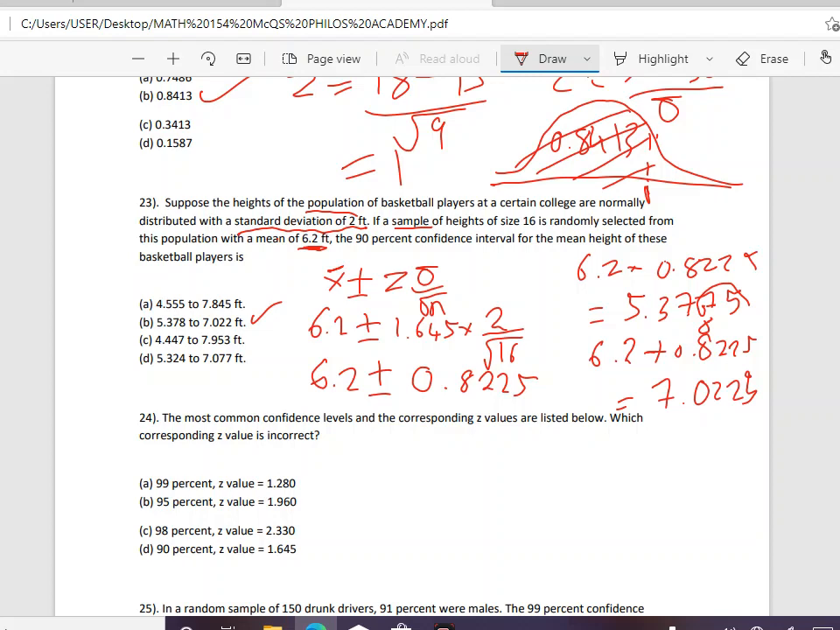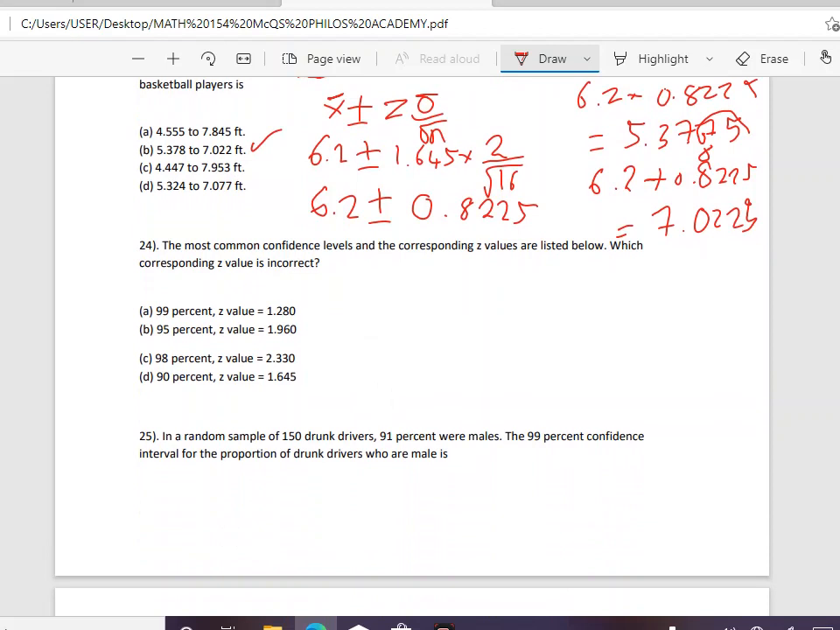Okay. Then 24. The most common confidence levels and the corresponding Z values are listed below. Which corresponding Z value is incorrect? Let's see which of them is incorrect. I think A is incorrect because when you are 95% confident, your Z score is 1.96.